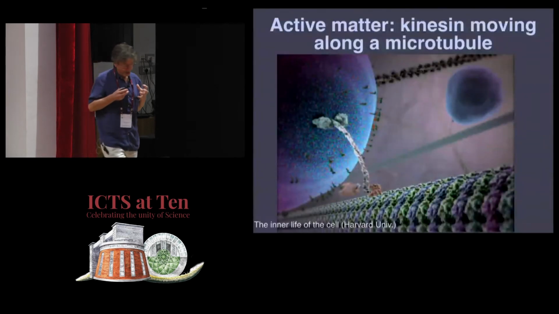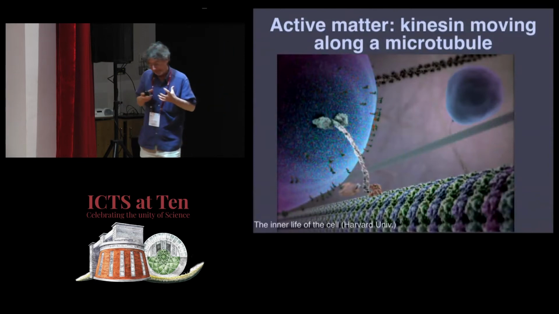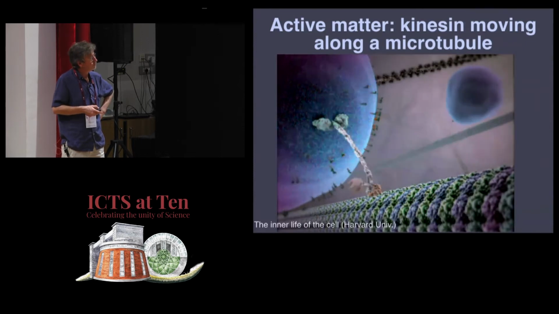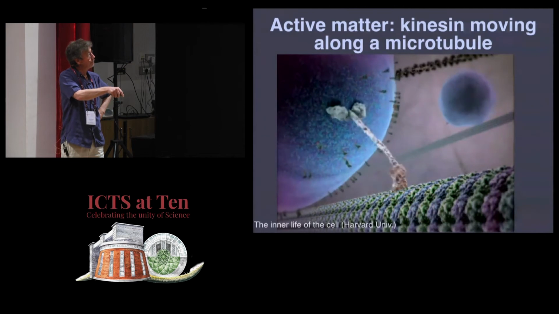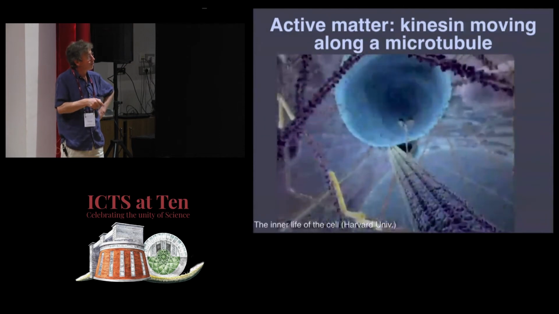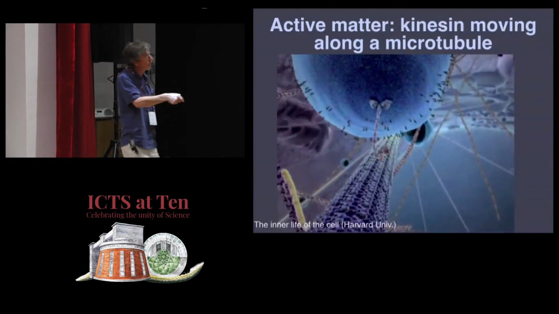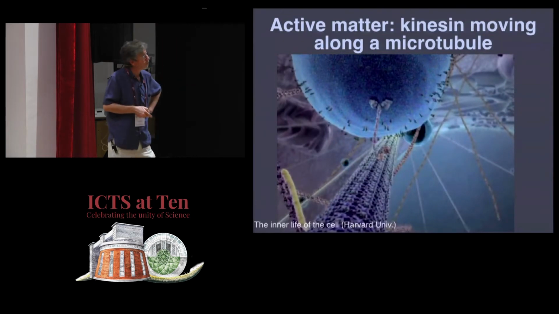And the key organizational principle is this principle of active matter, and that's matter that is able to do work. It's able to extract energy out of a fuel, in this case ATP, and use it to drive some kind of directed motility. And this is the iconic Harvard video of a kinesin molecule pulling an organelle along a microtubule. And we'll come back and see some examples of this.